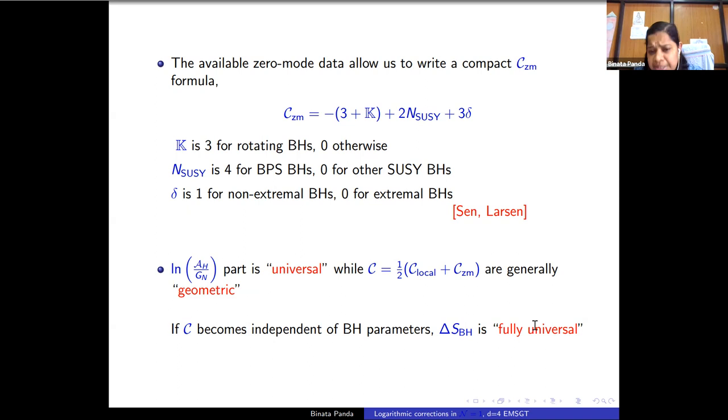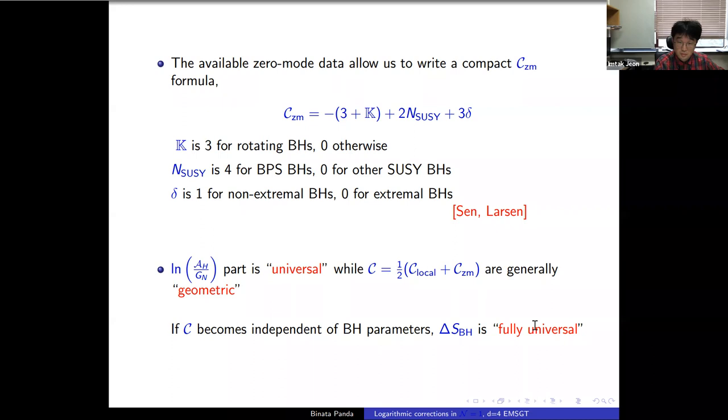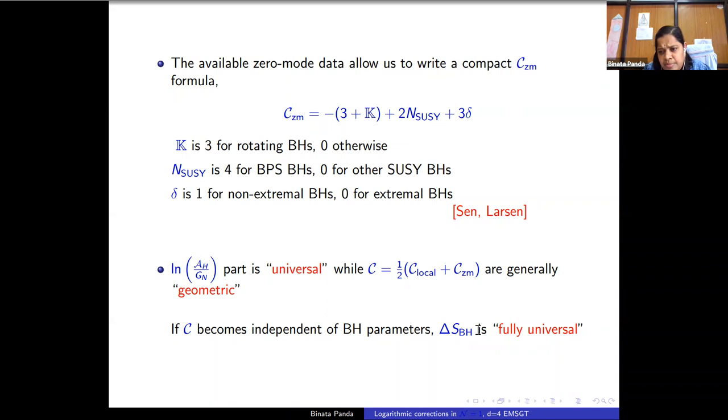But you can compute it. Different people in the literature have a well-established computation for this zero mode data. Sen et al. computed from first principles, working out what fields are there and computing all the degrees of freedom, for each of the theories.